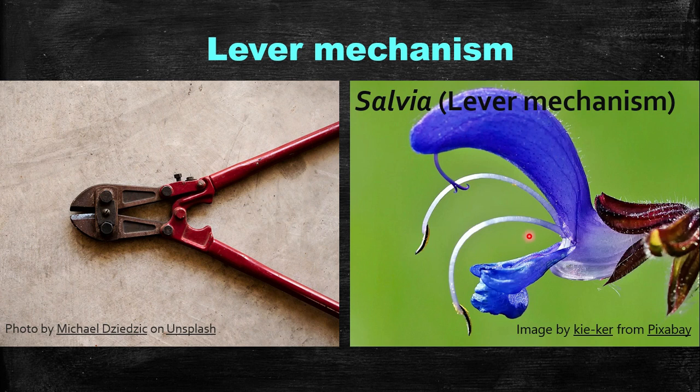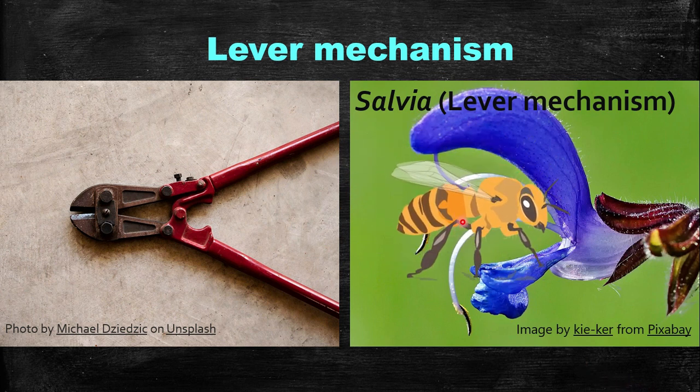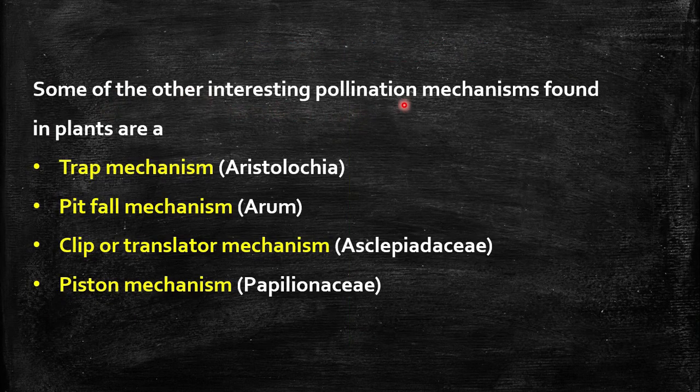When the insect enters the flower, the pollen grains are dusted on its back side. This is because of its protandrous nature: the anther matures first, then the stigma matures. So when the insect enters the flower with the matured anther, the pollen is dusted on the insect. Some other interesting pollination mechanisms found in plants are the trap mechanism in Aristolochia, the fit-ball mechanism in Arum, the clip translator mechanism in Asclepiadaceae, and the piston mechanism in Papilionaceae.